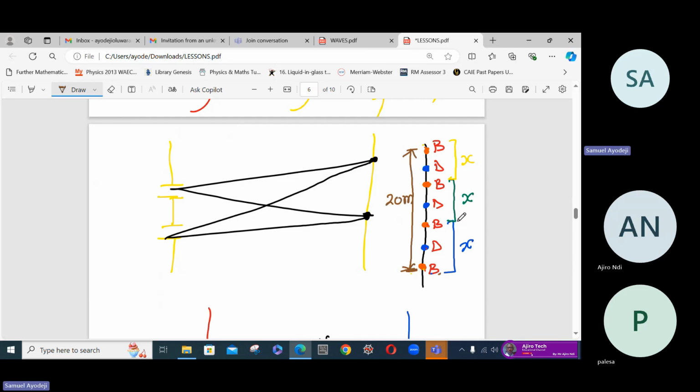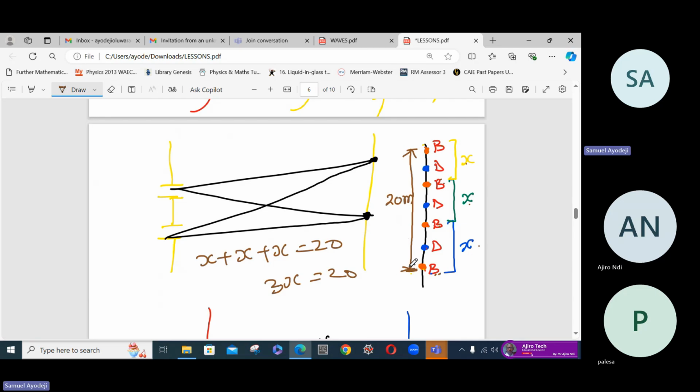If you are not given X directly: bright to bright is one X, bright to bright is another X, bright to bright is another X. Are you listening to me? Yes, sir. So 3X is equal to 20, and we can get our X.